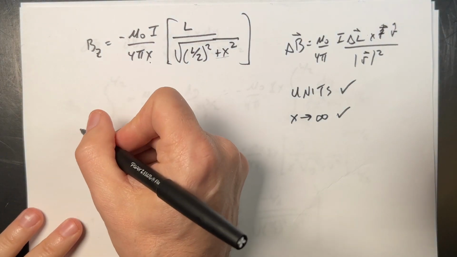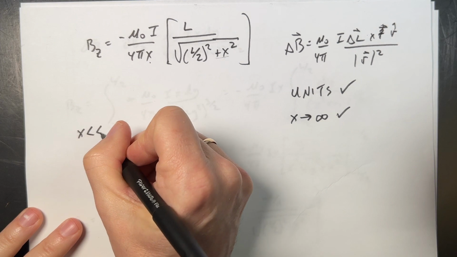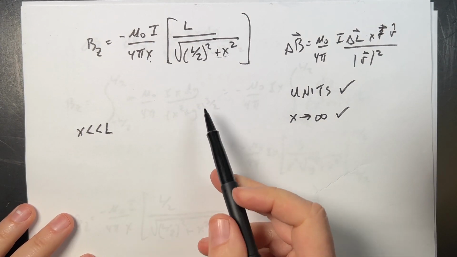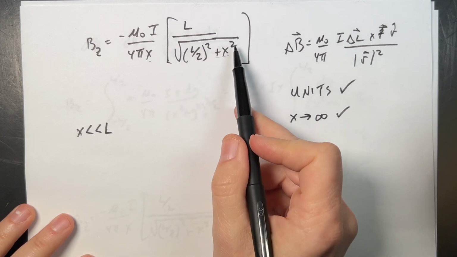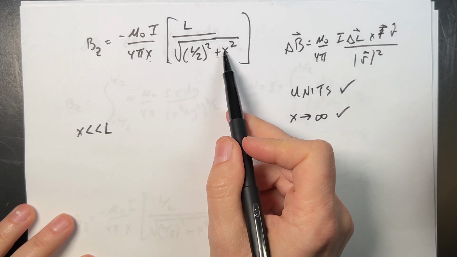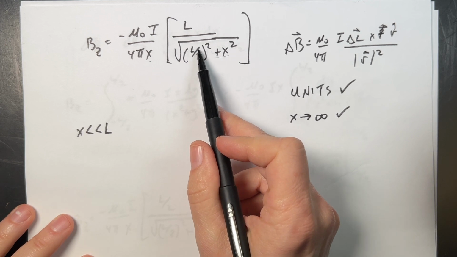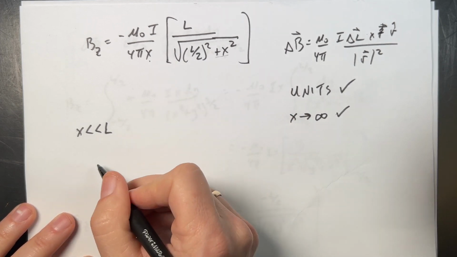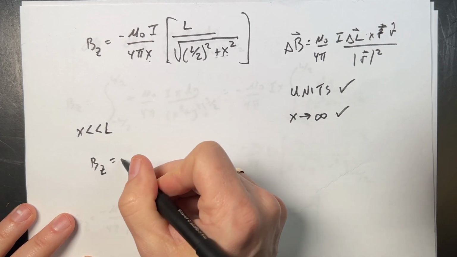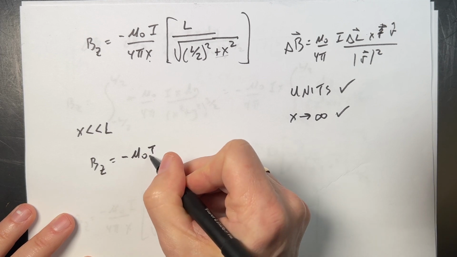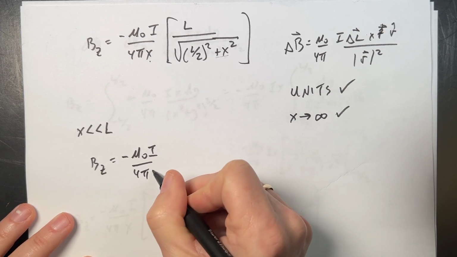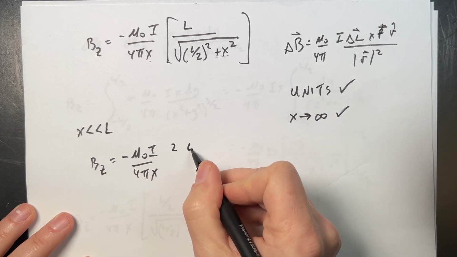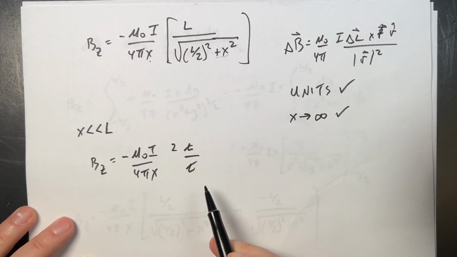Let's do the following, though. What if x is much less than L? This is one that we want to do really close to the wire or a really long wire. Well, in that case, this term down here is essentially just x is kind of like x is 0. So I get the square root of L over 2 squared, which is just L over 2. And the L's are going to cancel, so I get BZ equals negative mu naught I over 4 pi x. And then the L's cancel, and I get a 2. So which is L over L. I'll just cancel those. Okay.